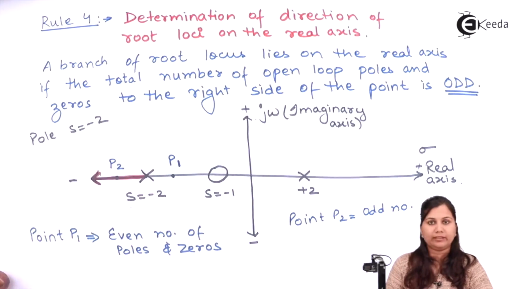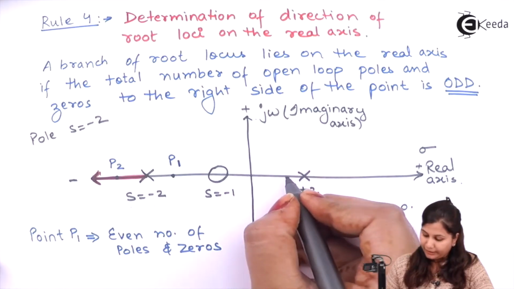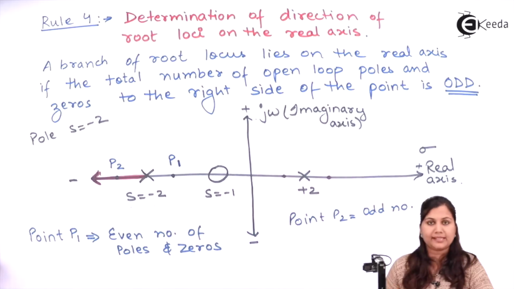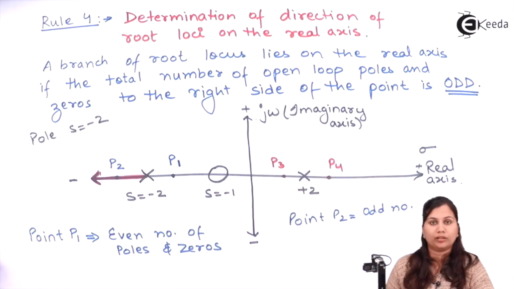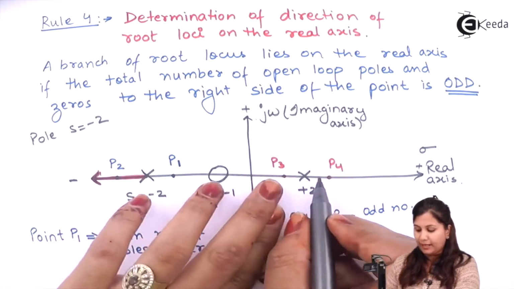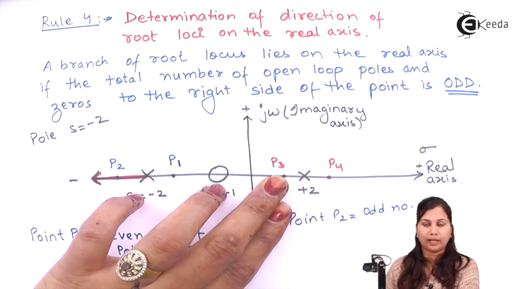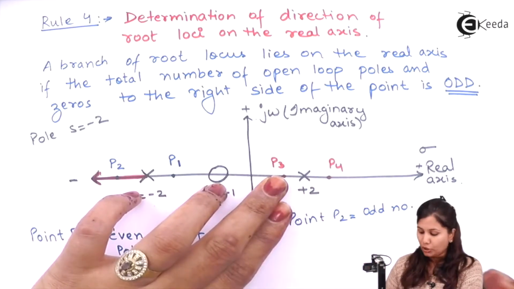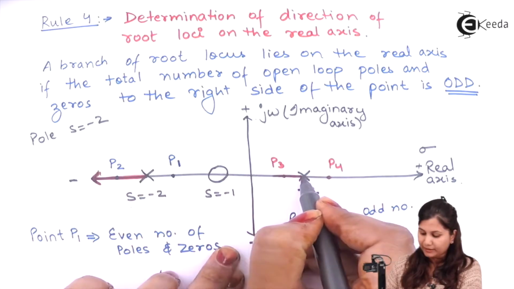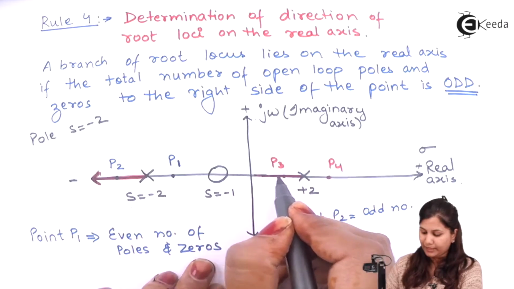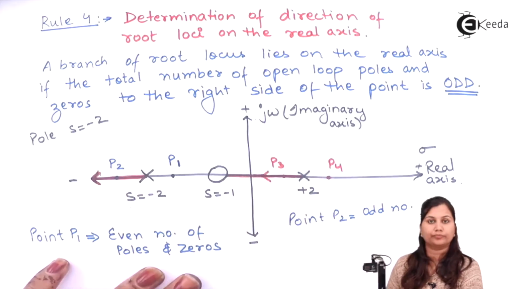Going towards infinity. Now if we check for this pole, again we have 2 points here. This is, suppose, P3 and this is P4. Check for P3 the number of poles and zeros on the right hand side. It is 1, and 1 is an odd number. So for this pole, the direction of root loci will be in this direction. It will start from the pole and terminate at this 0.